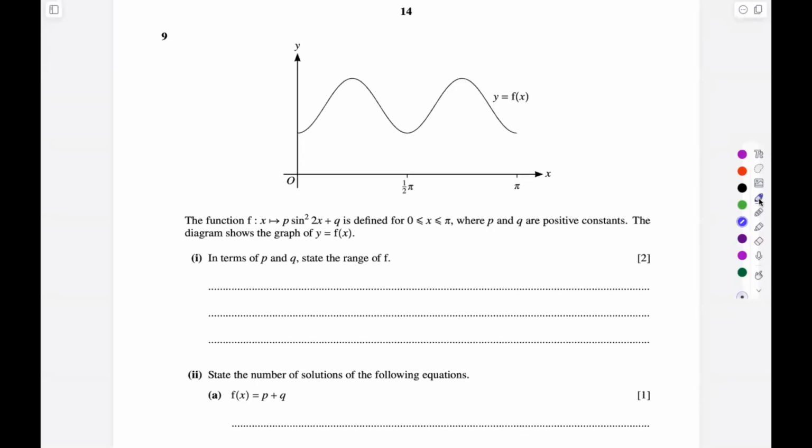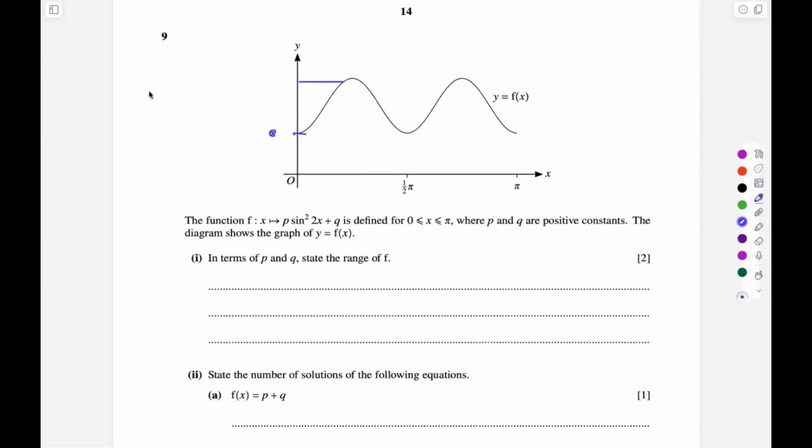In question 9, the function f of x is p sine squared 2x plus q, where p and q are positive constants. The diagram shows the graph of y equals f of x. In terms of p and q, we have to state the range of f. Now, the range of f is basically the minimum value and the maximum value. So this value up here will be the maximum value, and this value will be the minimum value. So we have to give these values in terms of p and q.